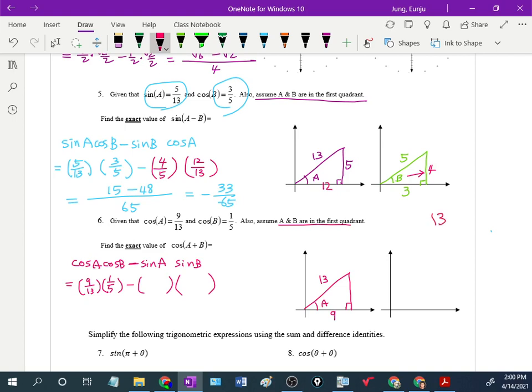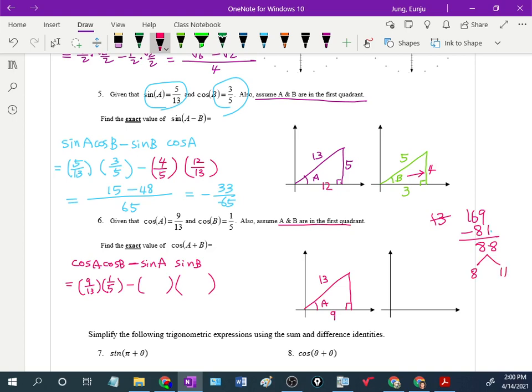13 times 13, 169, right? Subtract 9 times 9, 81. What is the difference? 88. Is that a perfect square number? No. So let's simplify.